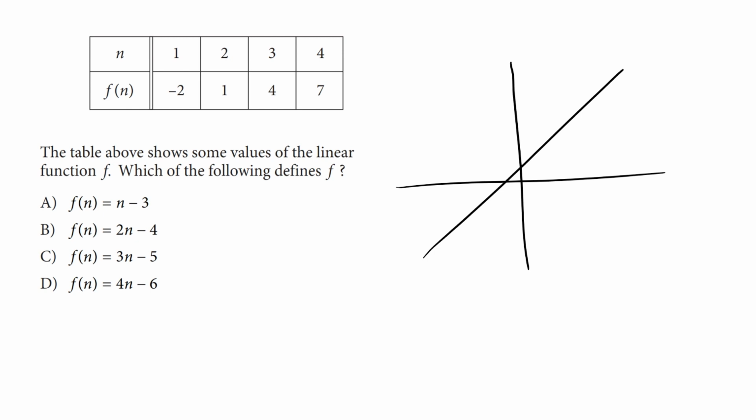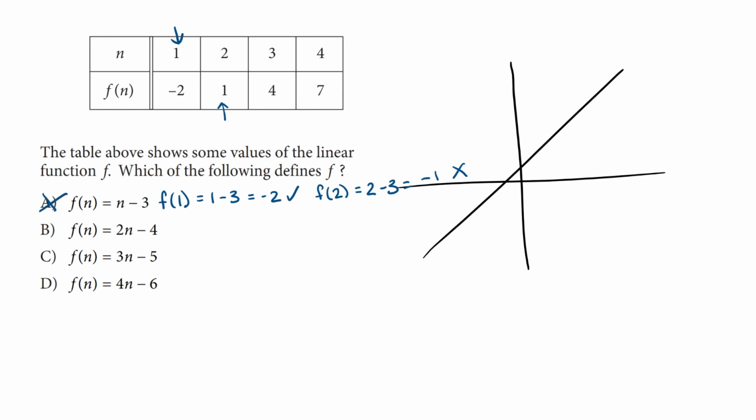So let's start with plugging values in. So when we plug values in, we'll start with our 1. f of 1 should be equal to negative 2. So if we start with A, we'll get 1 minus 3, which equals negative 2. So that's right. And we always want to do another one just to make sure that these continue to be right. So then we have f of 2 is 2 minus 3, which is equal to negative 1. And this is 1, so that is not true, which means A is not our answer.